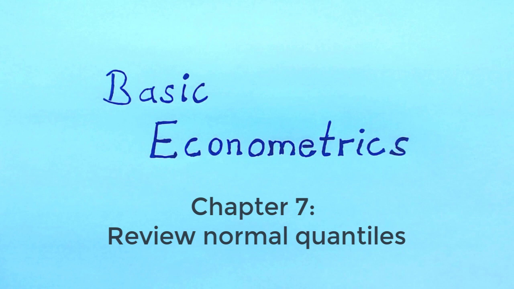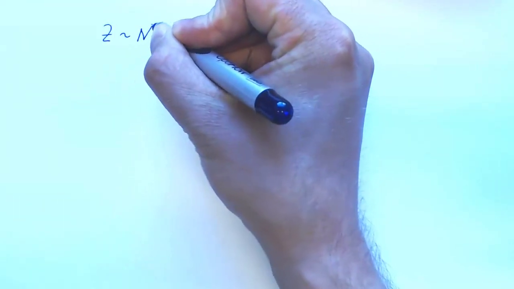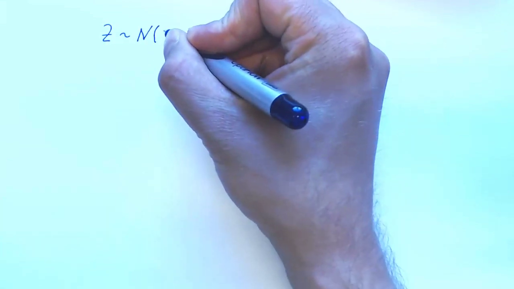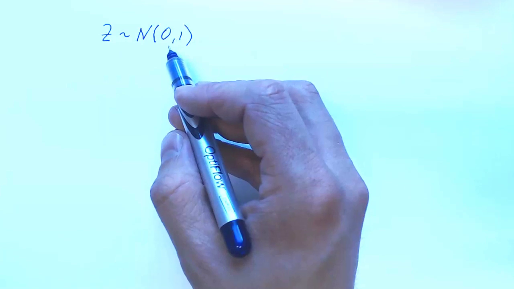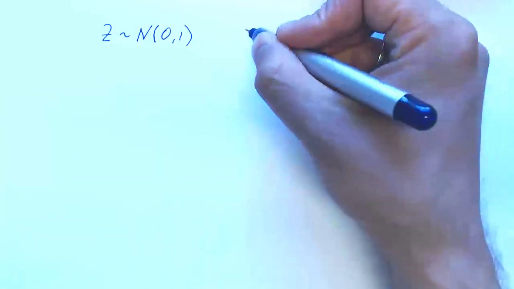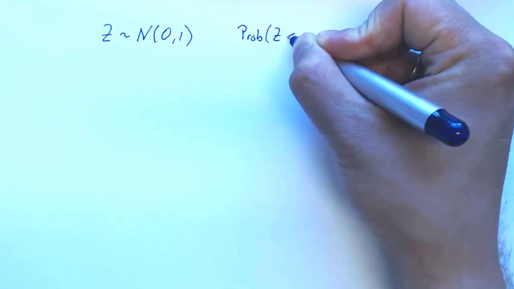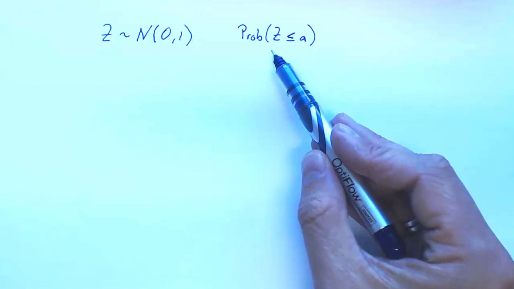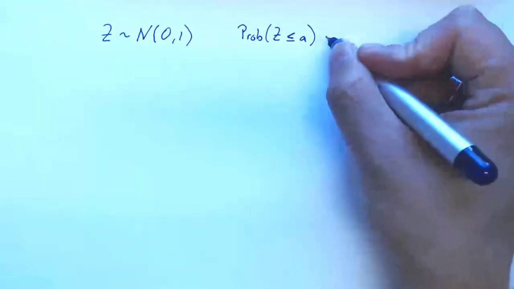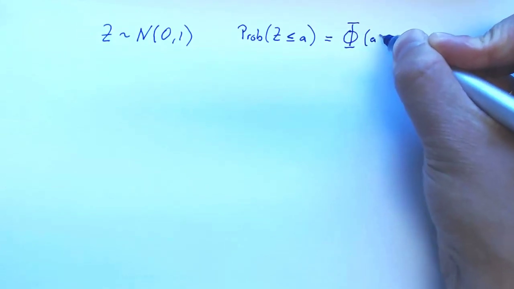In this video, I want to review some properties of the normal distribution. Let Z denote a random variable with a standard normal distribution, so it has a normal distribution with expectation 0 and variance 1. The probability that Z realizes below a value A is given by the distribution function of Z evaluated at A, and we denote this distribution function by phi. So this is given by phi of A.